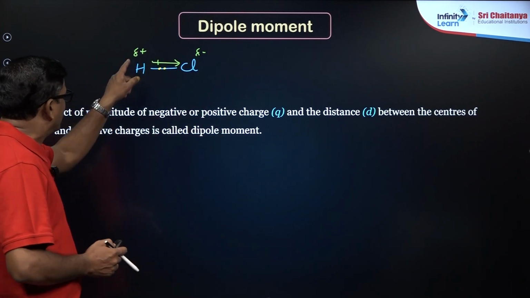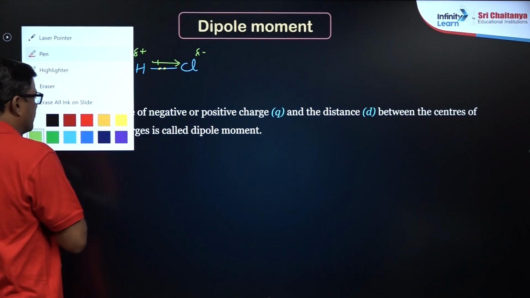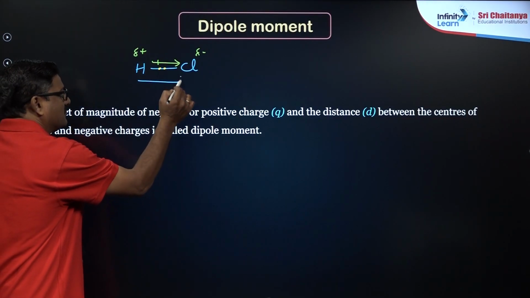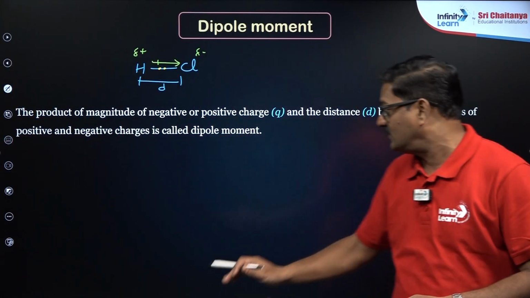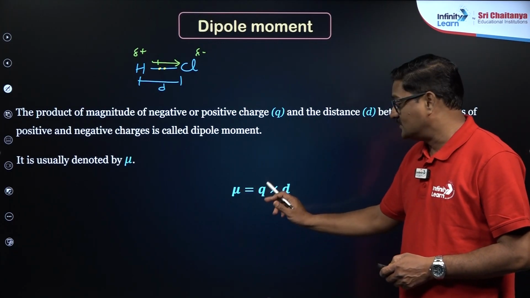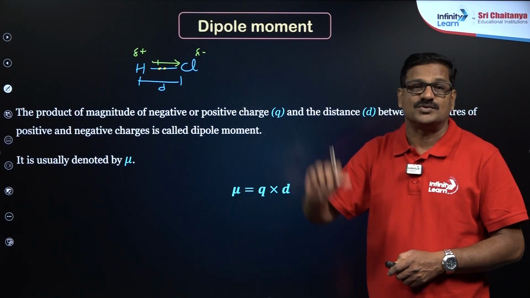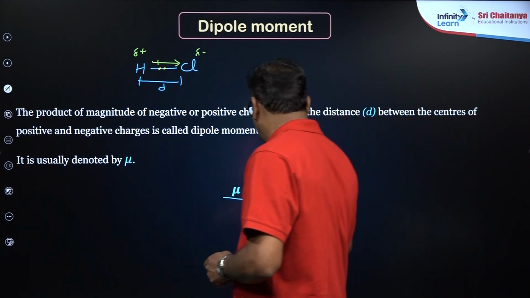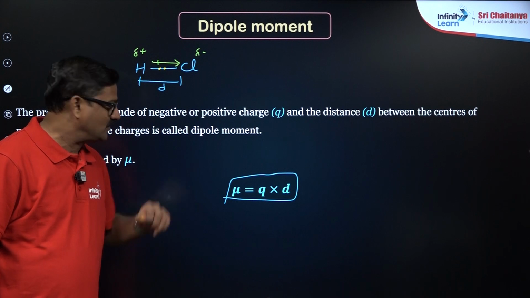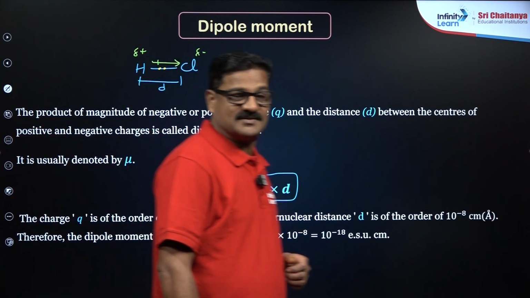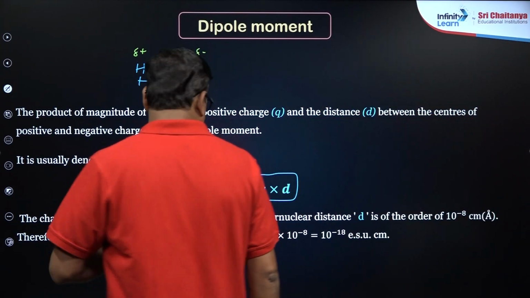It is the product of the charge on one pole of the dipole and the distance between these two atoms. That is what you call the dipole moment. This dipole moment is given as mu is equal to the charge on one pole multiplied by the distance between the two charges. This is the mathematical version of the dipole moment. The charge can be measured in ESU and the distance in centimeters, so the unit is ESU centimeter, also called the Debye.